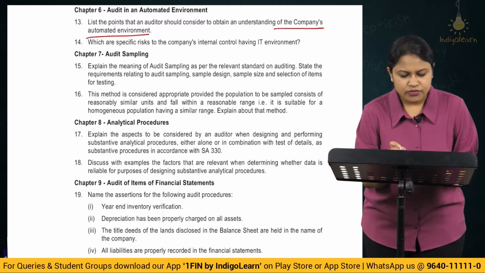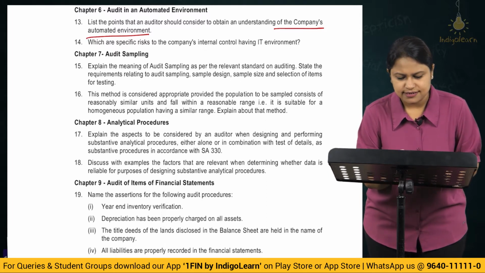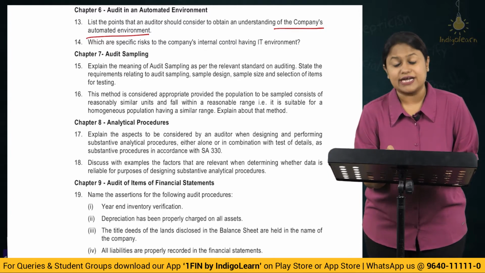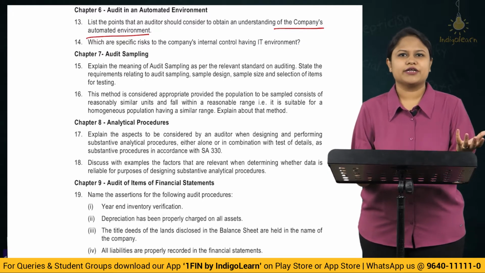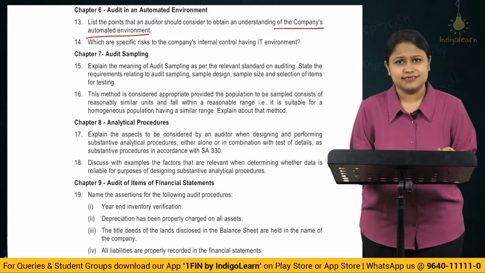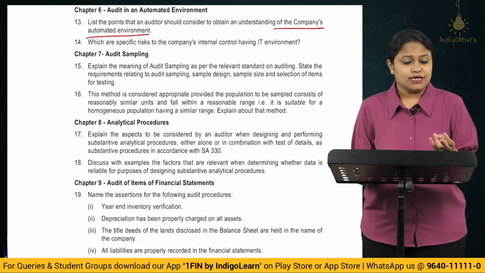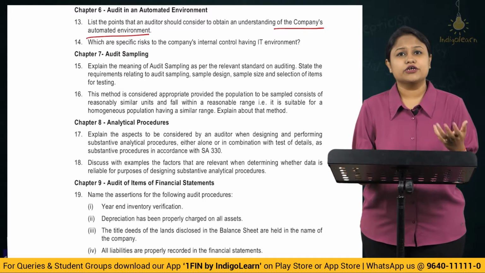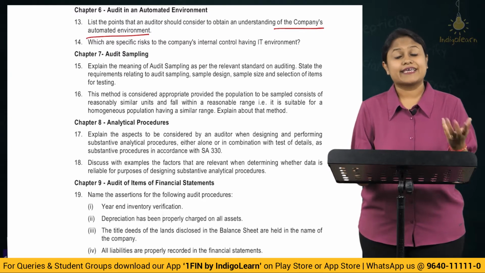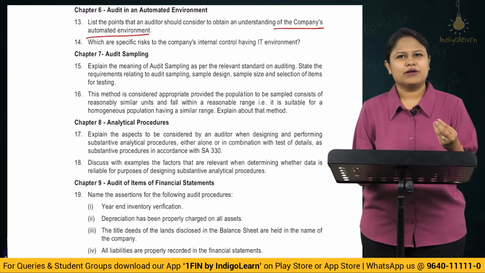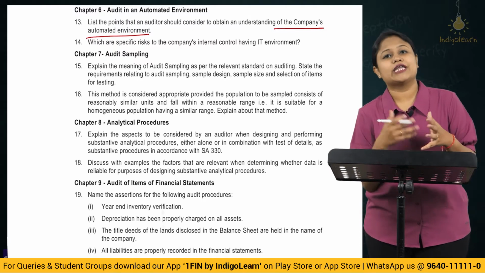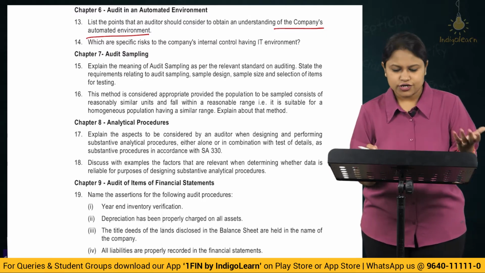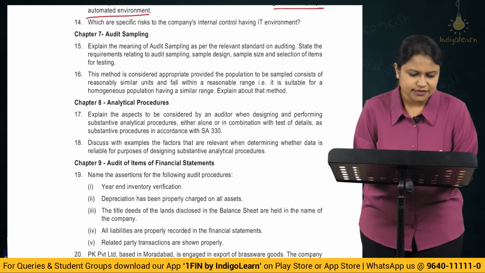So that's quite simple. Which are the specific risks to the company's internal control having an IT environment? So here also the risk is going to be different when it comes to a manual environment. Here you have the unauthorized access, tampering of data, overriding of controls, hacking of data. There are going to be multiple other risks which we are exposed to, which are not in the ordinary course of a manual environment. So that list is also available. You can have a look at it.